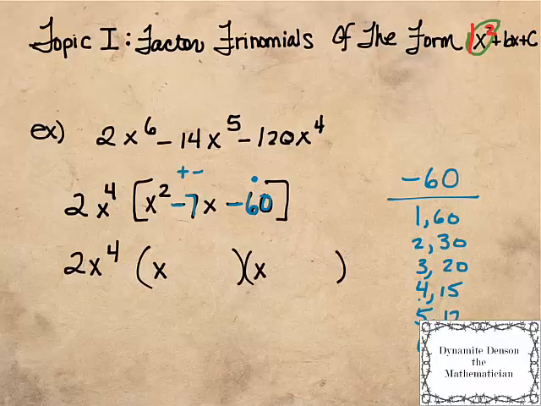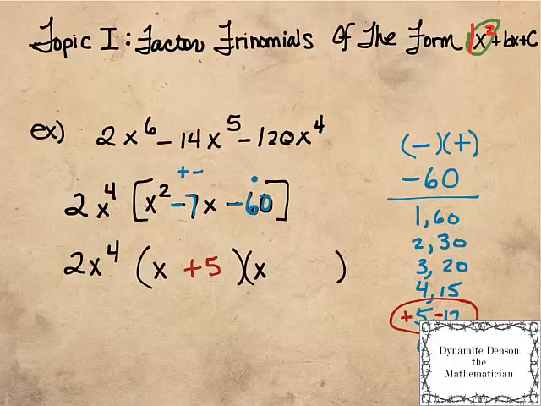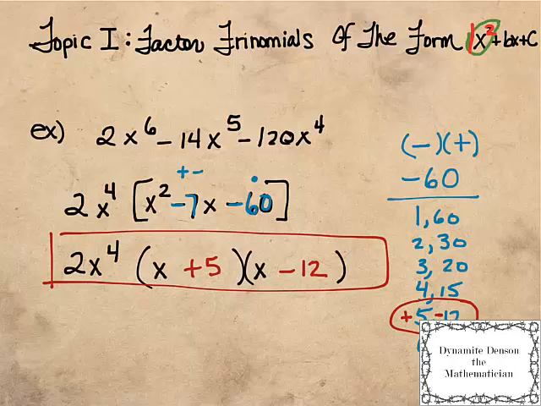To make a negative number, we need one negative and one positive. To produce the negative 7, let's put the negative on the 12 and the positive on the 5, and then these add to negative 7 and multiply to negative 60. This is now fully factored. Notice that each of the exponents inside the parentheses is 1. That means it's factored. This ends the lesson on how to factor trinomials when the leading coefficient is the number 1.